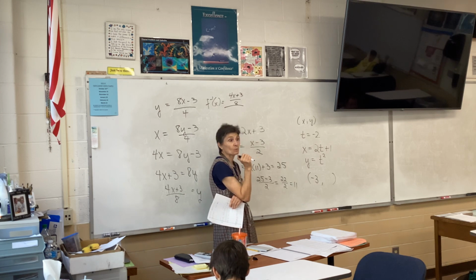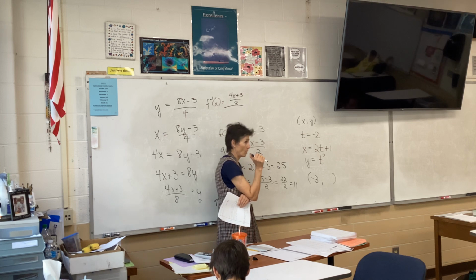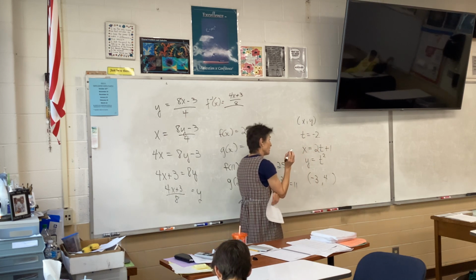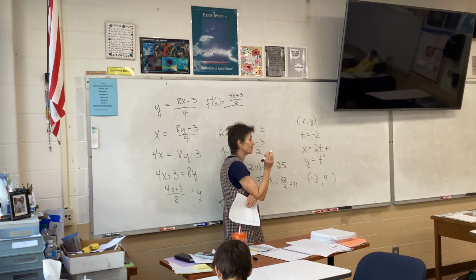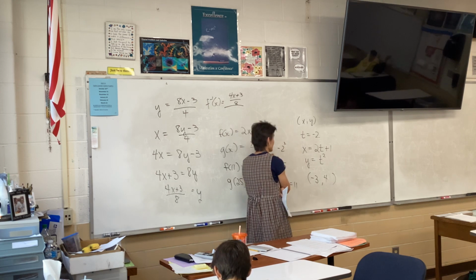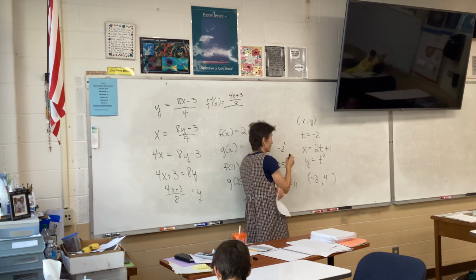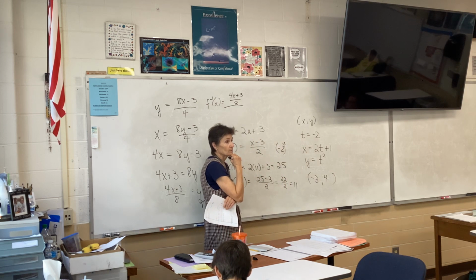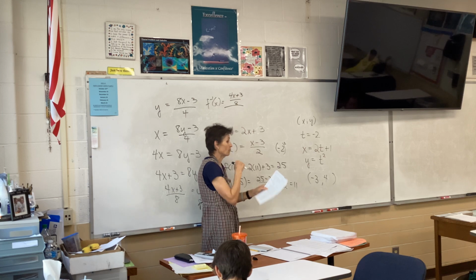What's t squared? 4. Now, those of you that do everything on your calculator, be very careful, because if you just type -2 squared, it's gonna say -4. It's (-2) squared. -2 times -2, perfect.